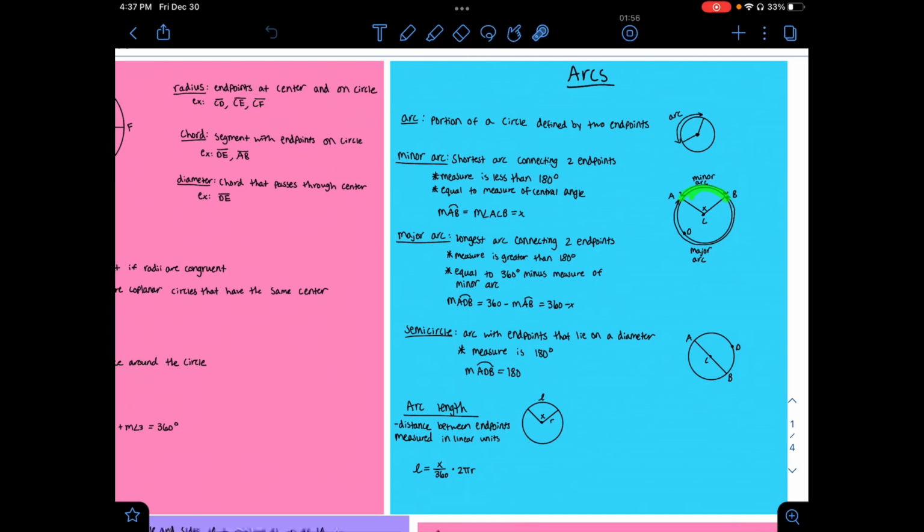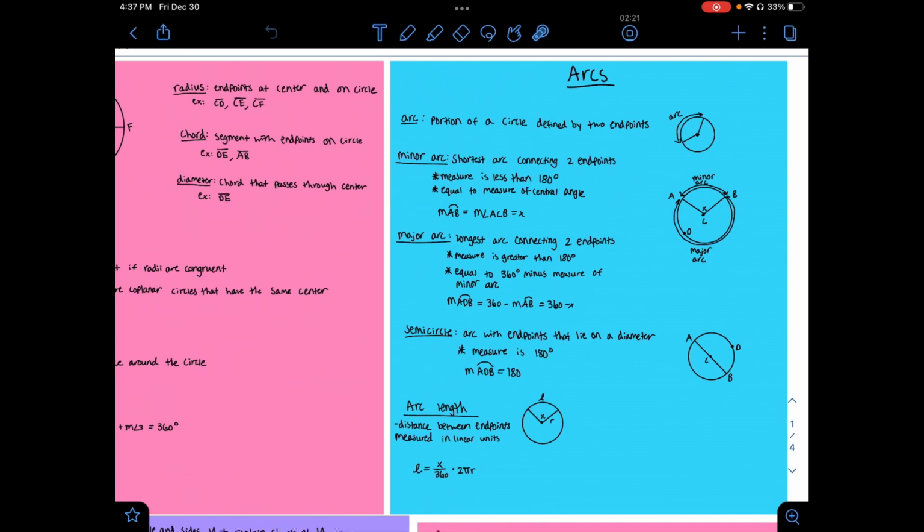So here's our minor arc. So between the points A and B, this is the minor one because it's the smaller one. It's less than 180, and it's going to be equal to x. The major arc is the longest arc. So for A and B, this is our major arc. It's going to be greater than 180. And it's equal to 360 minus the measure of the minor arc. So this will be 360 minus x.